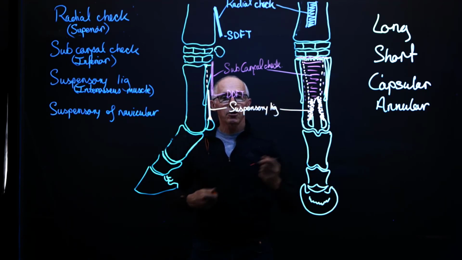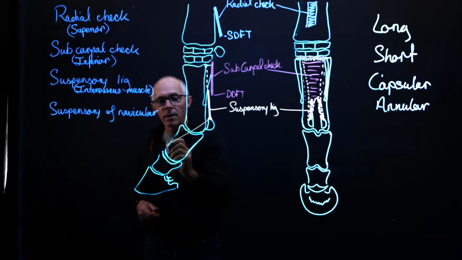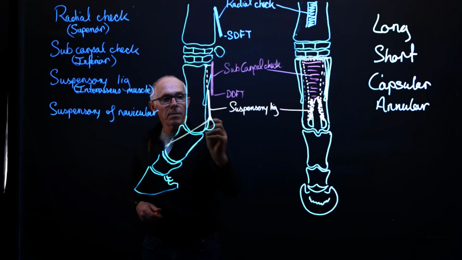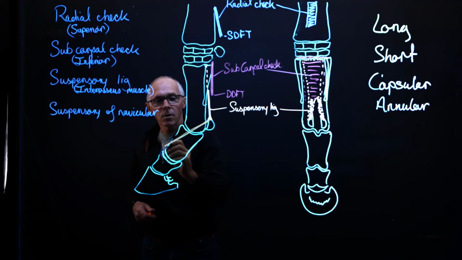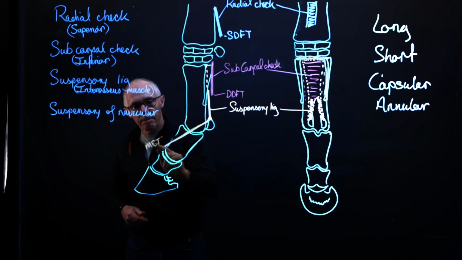Now the suspensory ligament sends off secondary branches that run along the medial face and the lateral face, and then combine with the main extensor tendon to insert onto the extensor process of P3.